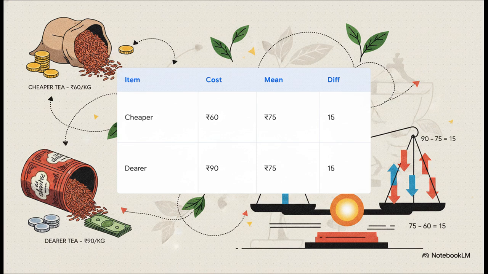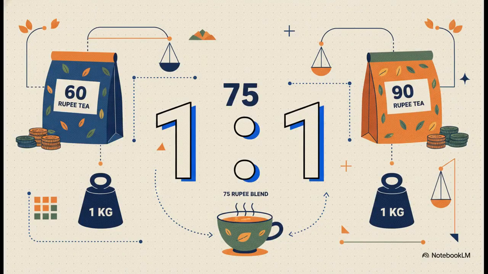To calculate this, we just take that dearer price of 90 minus the mean of 75, which gives us 15. Then, we take the mean of 75 minus the cheaper price of 60, which also gives us 15. And boom, that cross-subtraction gives us a perfect 1-to-1 ratio. This reveals the absolute optimal blend to balance your costs and hit that desired inventory value. So for every single kilogram of the 60 rupee tea, you mix exactly 1 kilogram of the 90 rupee tea to hit a perfect 75 rupee blend. It completely 100% removes the guesswork from your inventory valuation.